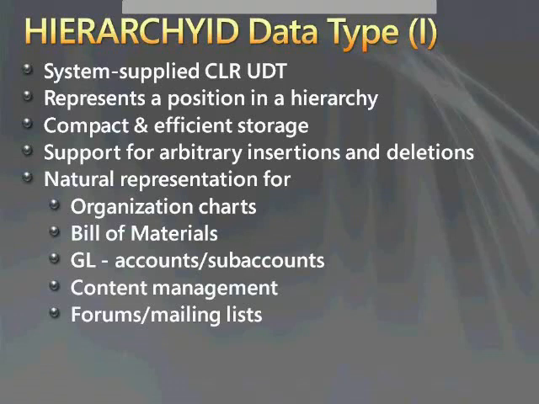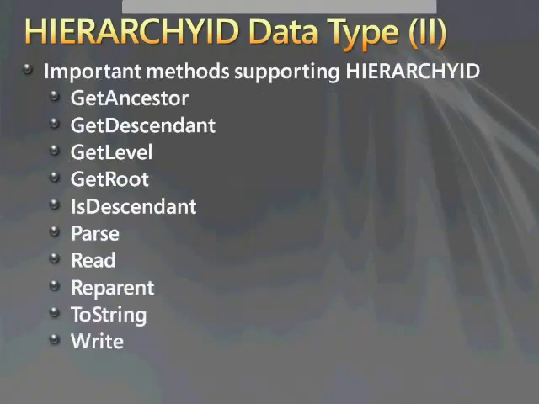It provides support for arbitrary insertions and deletions. And of course, it can be used as a natural representation for organization charts, bill of materials, general ledger accounts, sub-accounts, and so on. Also, the hierarchyid data type, as a CLR data type, provides a significant amount of methods allowing you to use it efficiently. So we have GetAncestor, GetDescendant, GetLevel, GetRoot, IsDescendantOf, and so on. All these functions assist the user to traverse the hierarchy easily and find nodes.